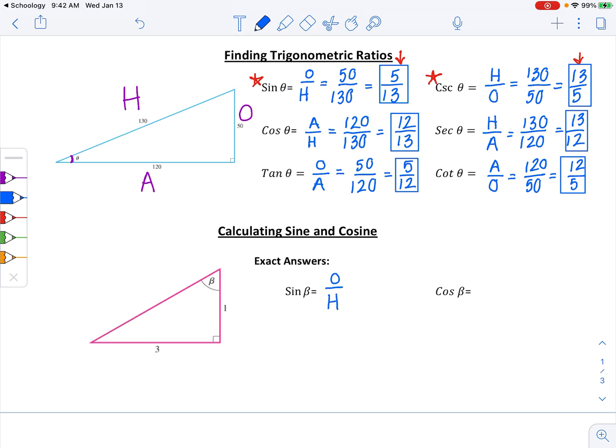I'm going to go to my picture. Our angle of focus now is beta. So right here, this angle is called beta. We go opposite, adjacent, across from the 90 is hypotenuse. So when I go to find sine of beta, it's 3 over an unknown length. Oh, poodles. Well, we can find that unknown length.